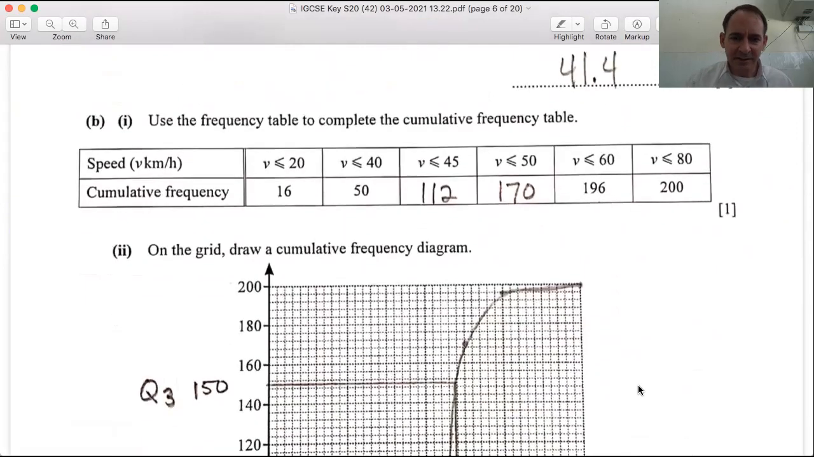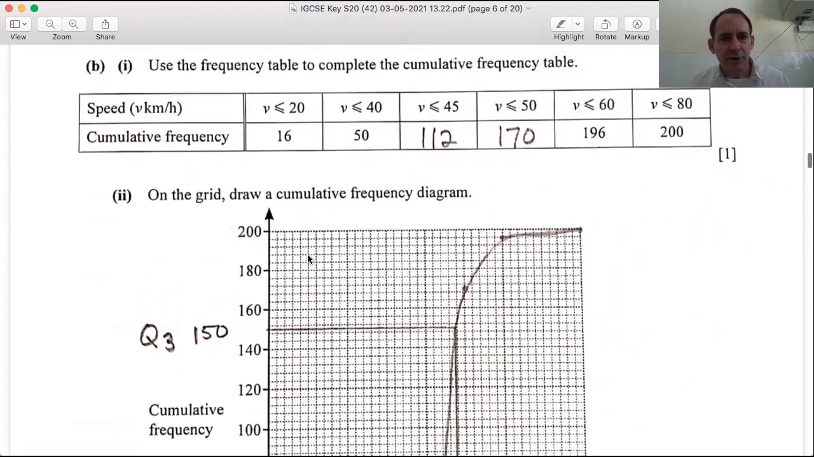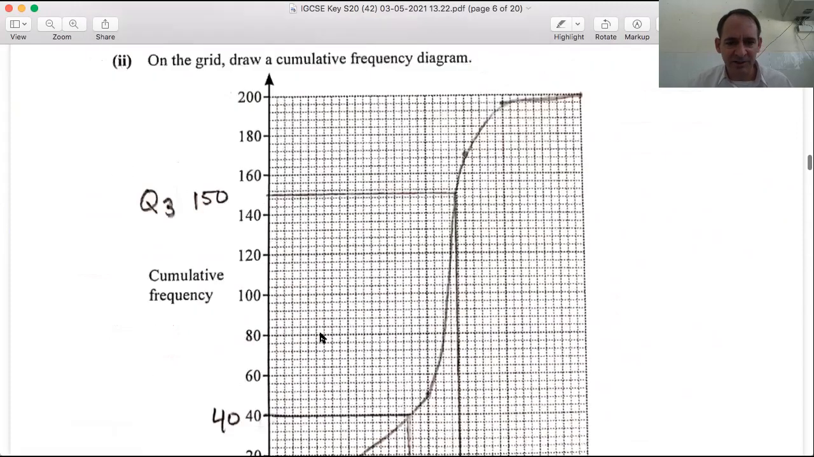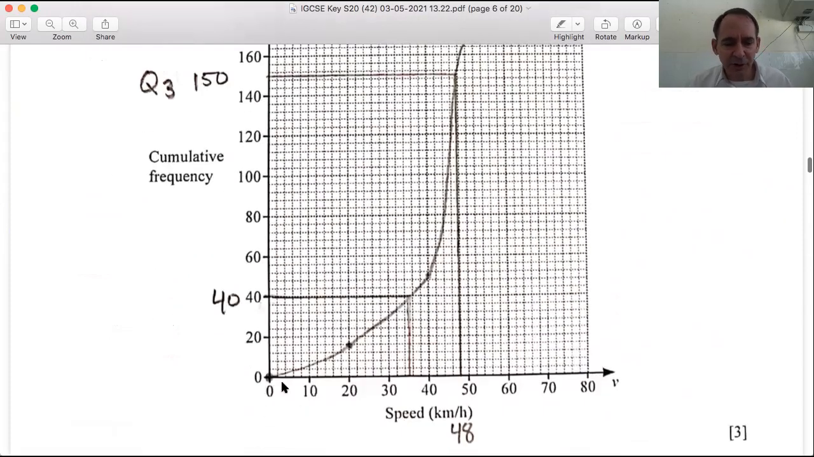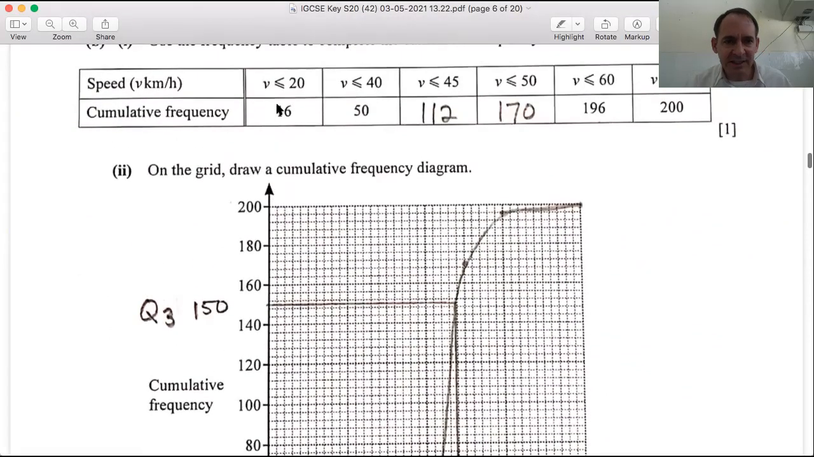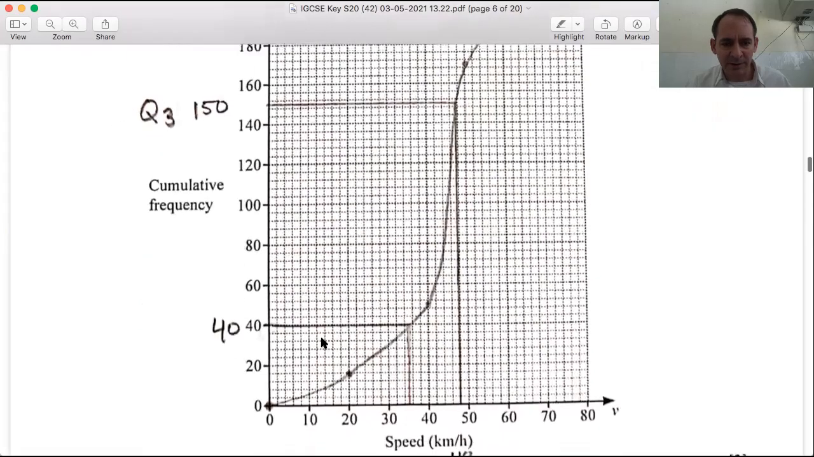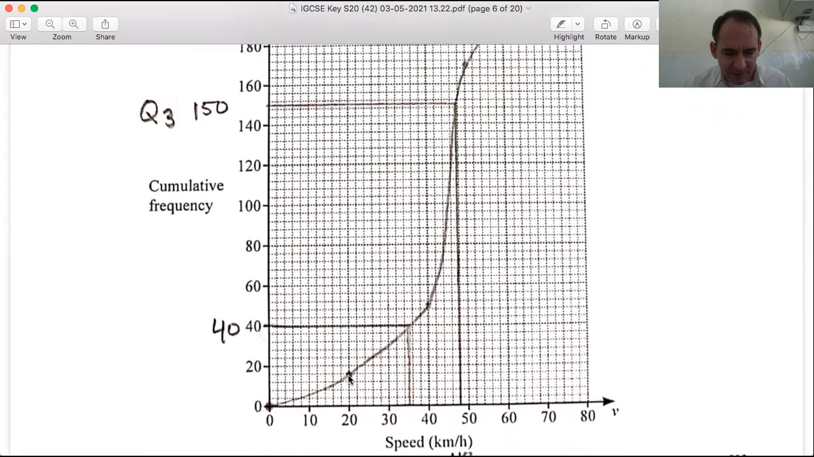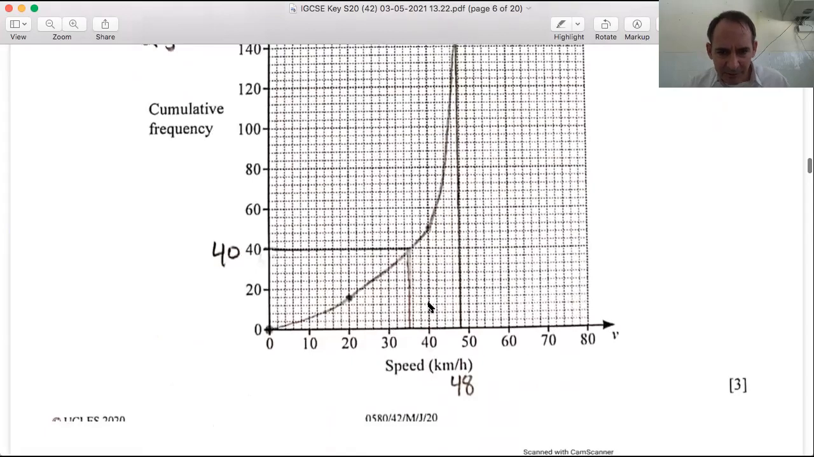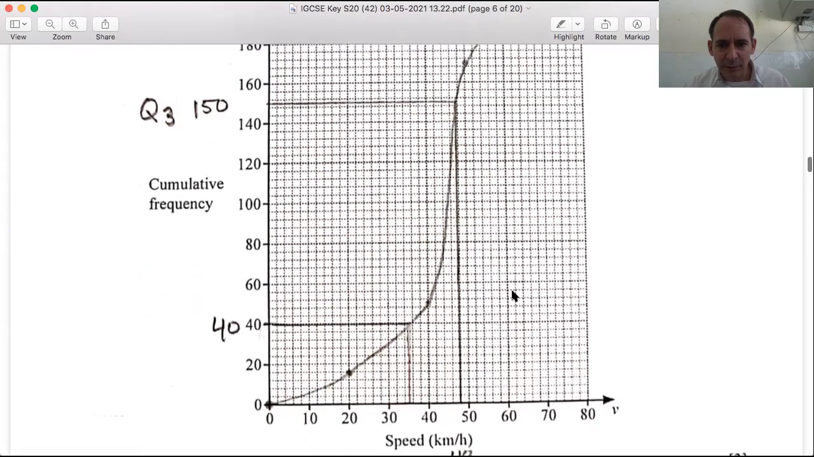Then when you graph it, you graph the cumulative frequency with the upper bound of your class boundaries. Since the lower bound is essentially 0, you can't go less than 0 speed, so 0, 0 will be our lowest point. And then we graph 16 with the 20, with the upper bounds. So we go to 20 and we go up to 16. And then we do 50 on the 40. So we come over here to the 40 and we go up and find the 50. And we put the 112 on the 45.